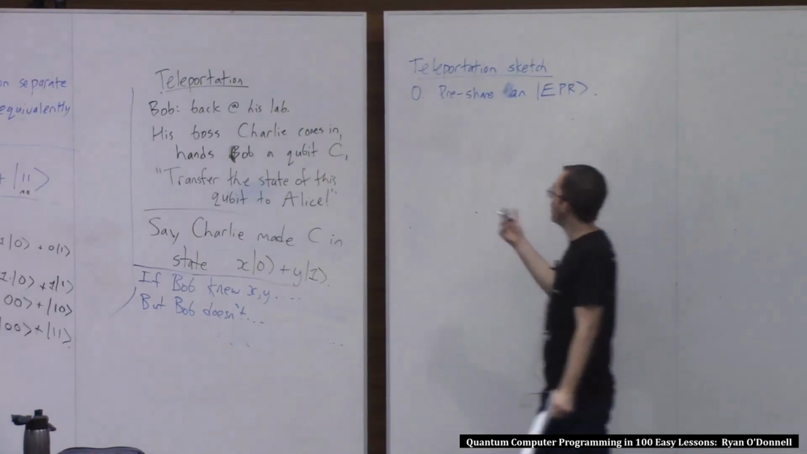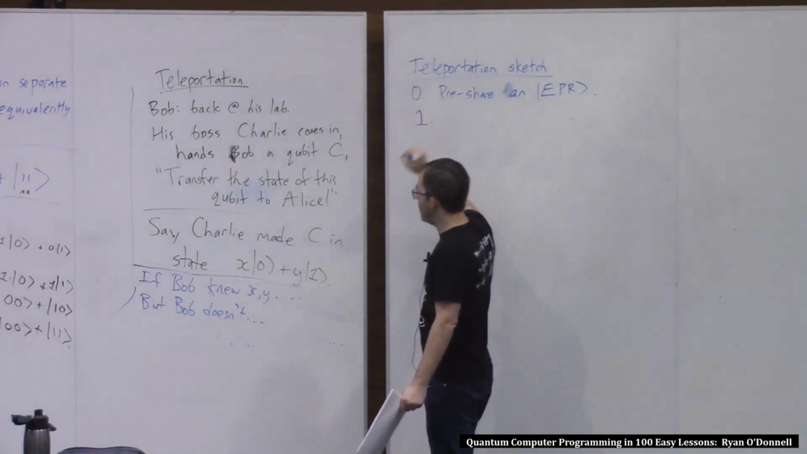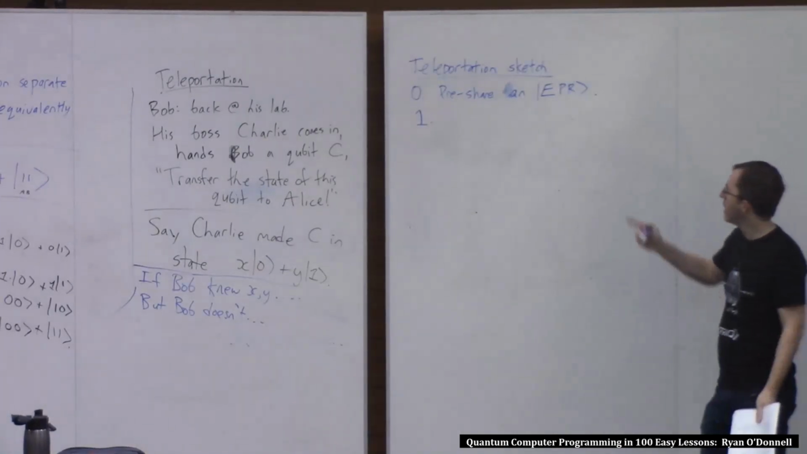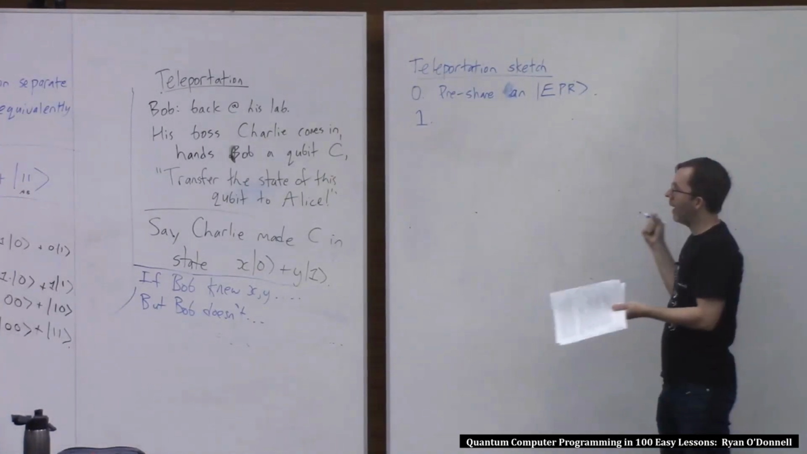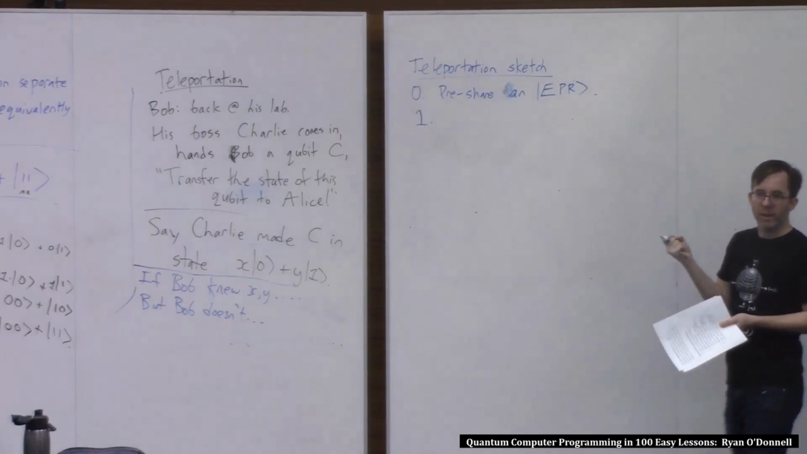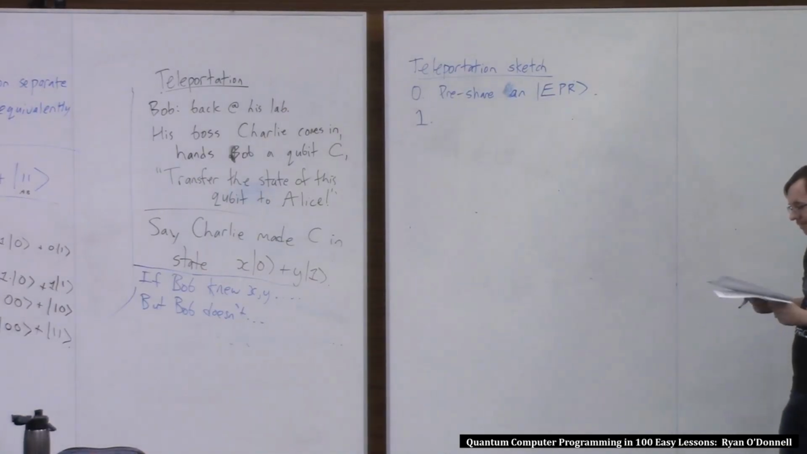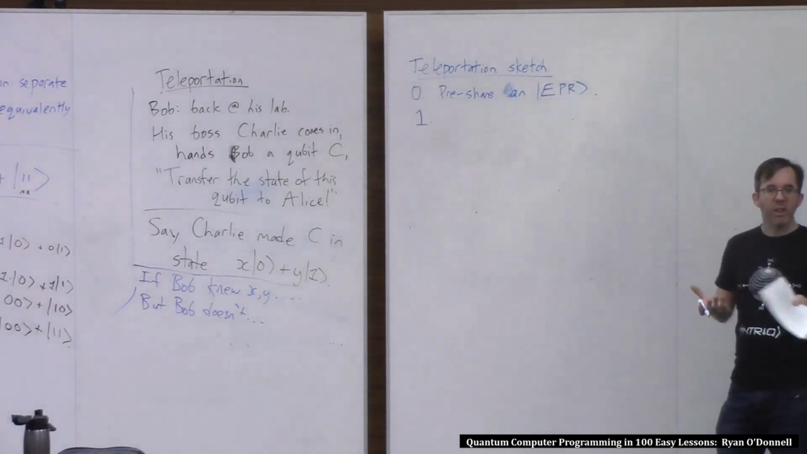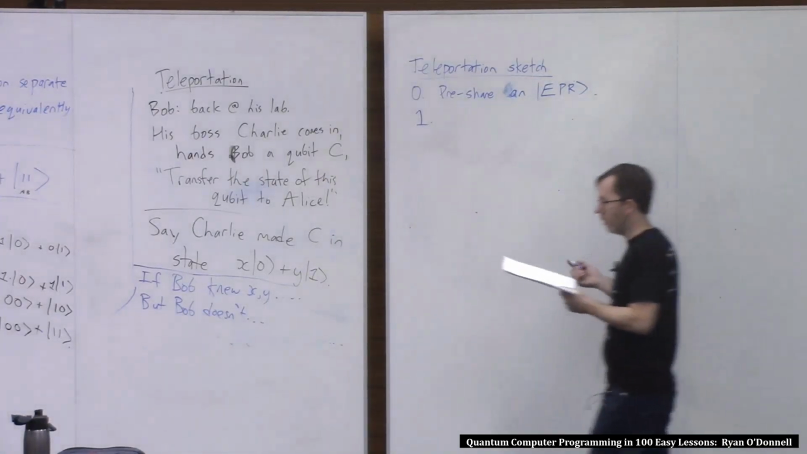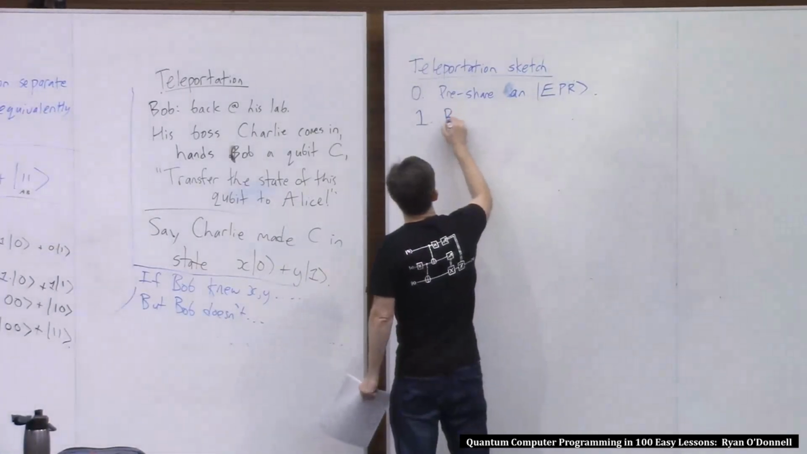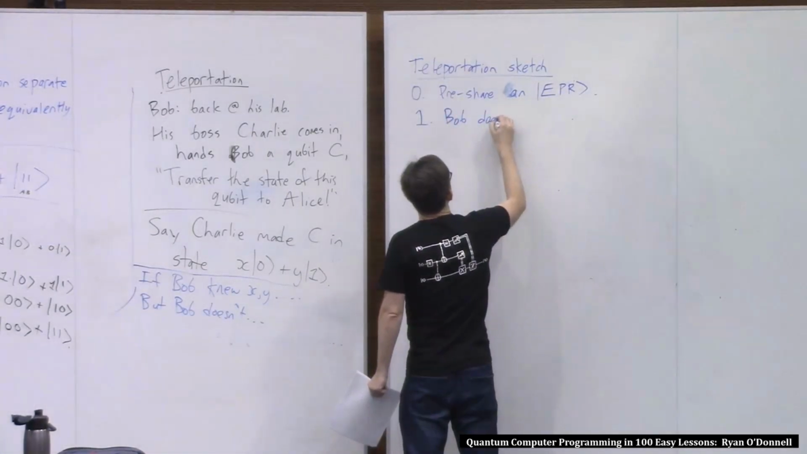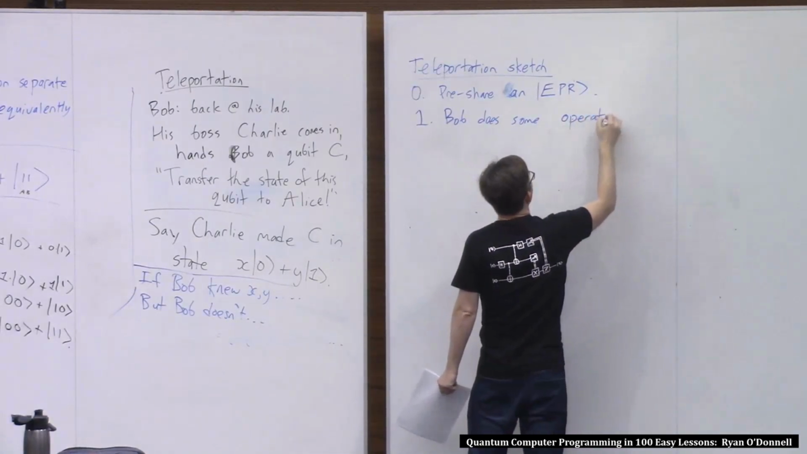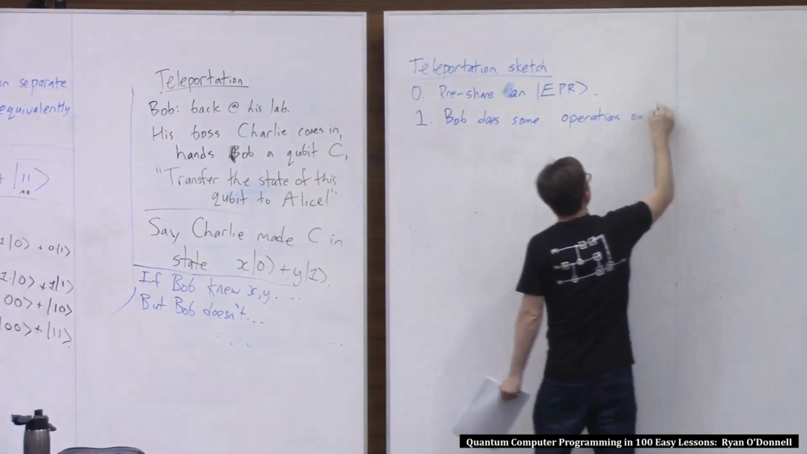Okay, so now let's look at it from Bob's point of view. He's the one that got the command. Bob is now holding 2 qubits. He's got B, the half of the EPR pair, and he's got C, the qubit that Charlie just gave him. So what can Bob do? Well, he can do some operations on B and C. So Bob does some qubit manipulation operations on B and C.